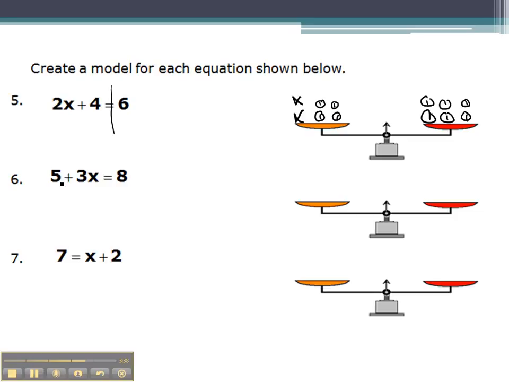Number 6, we have on the left side of the equation 5 plus 3x, so let's show 5 1's plus 3 x's, and on the right side we have 8, so let's show 8 1's.